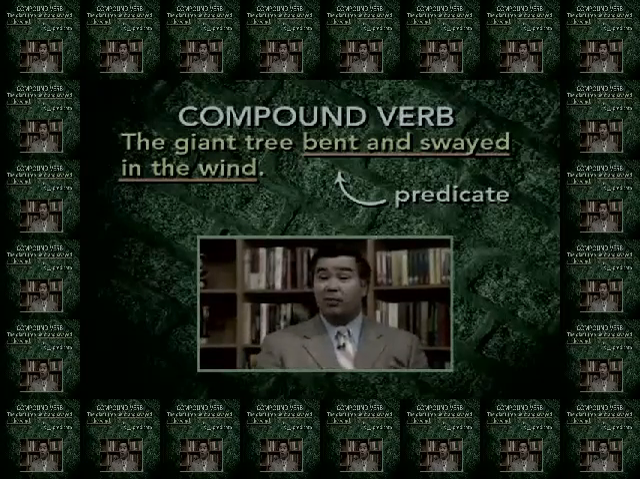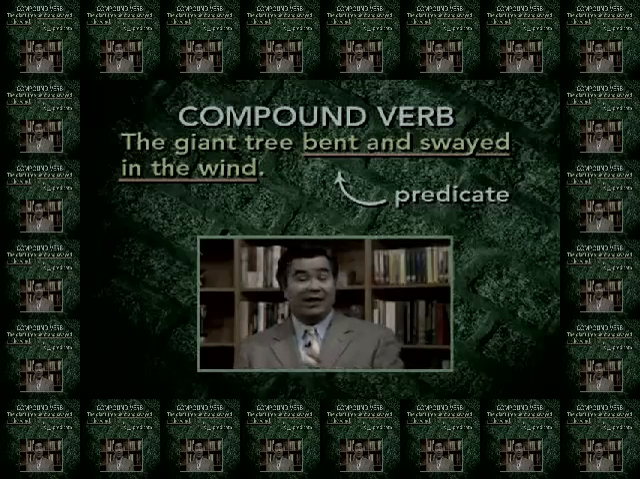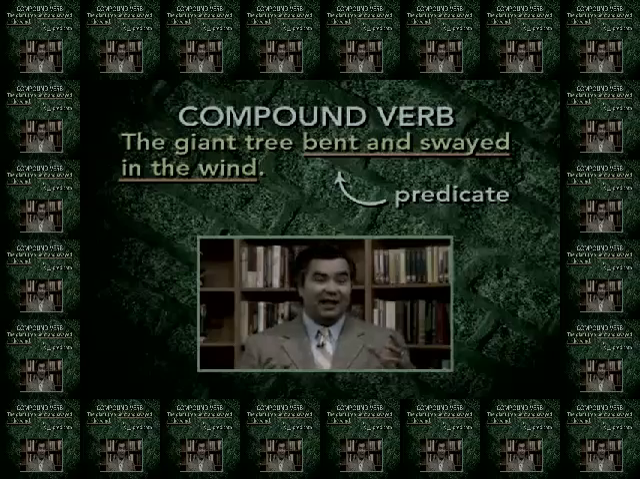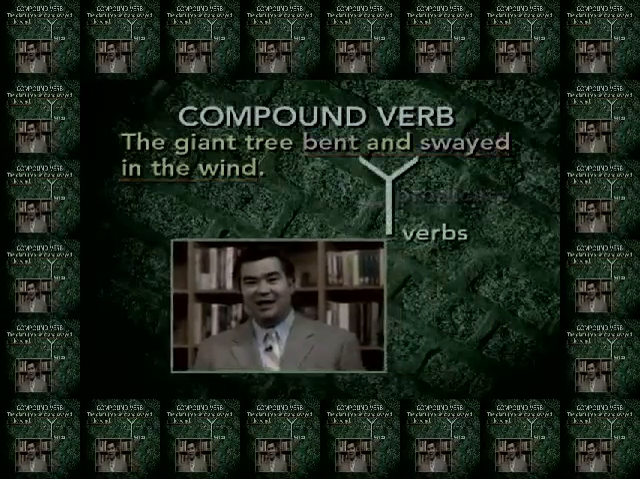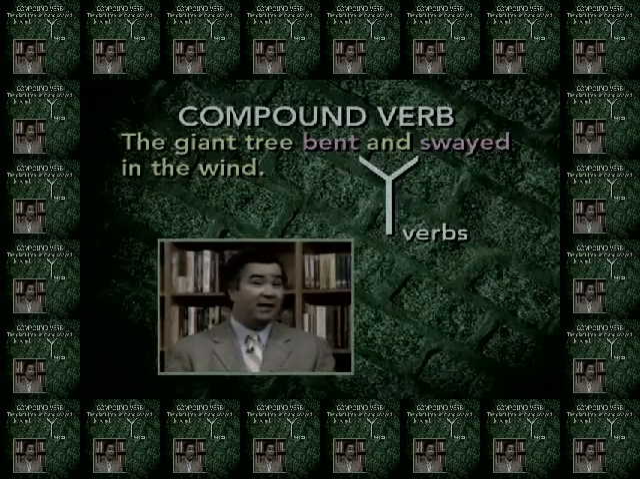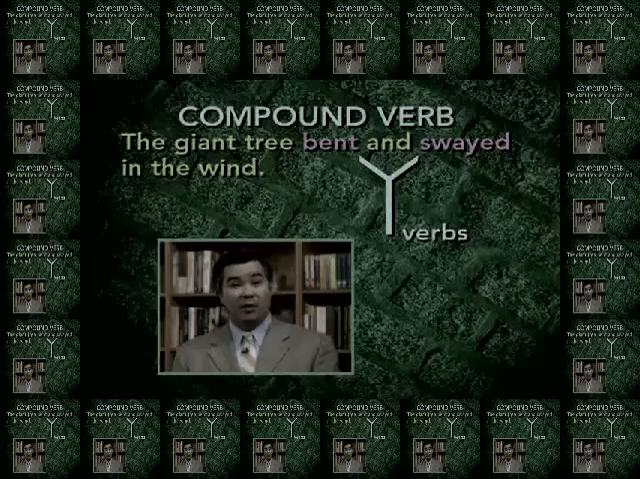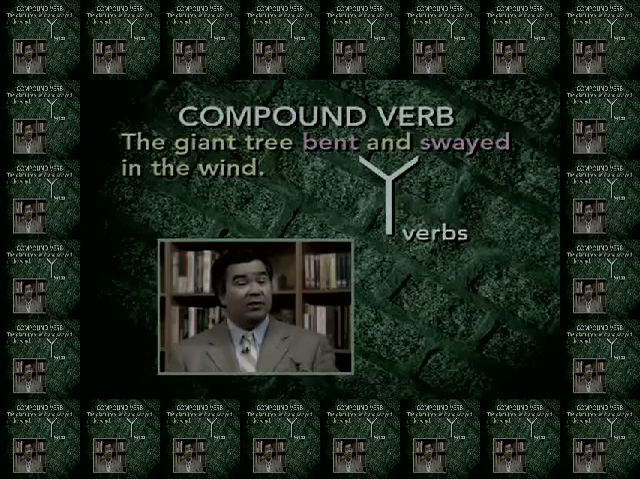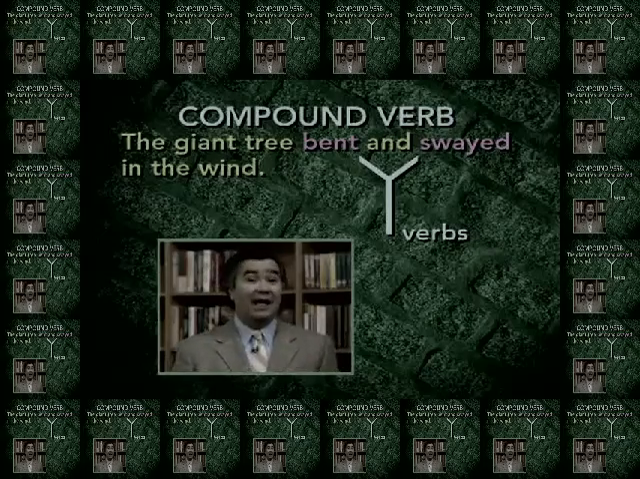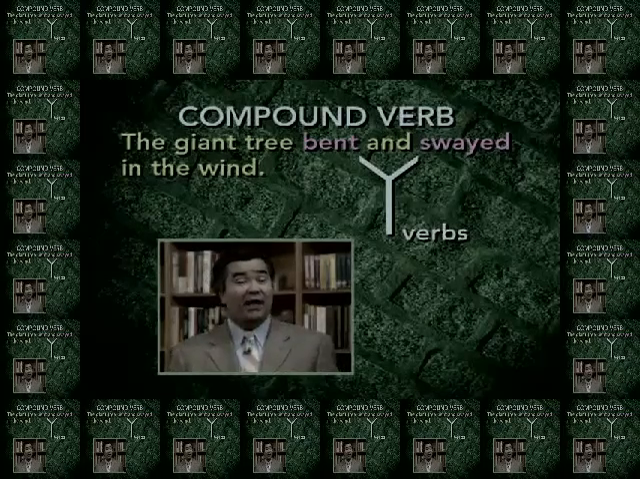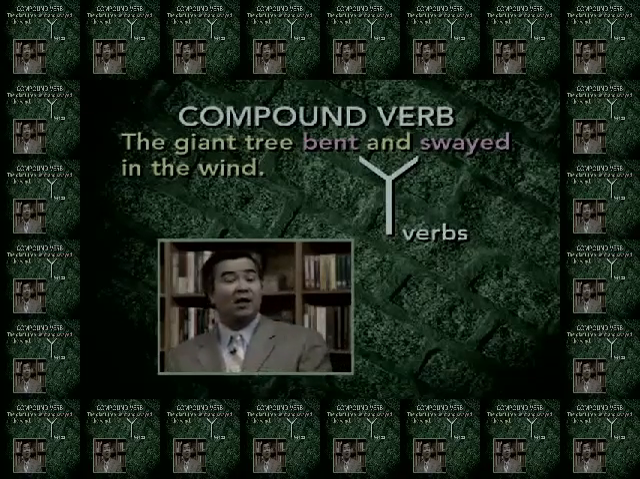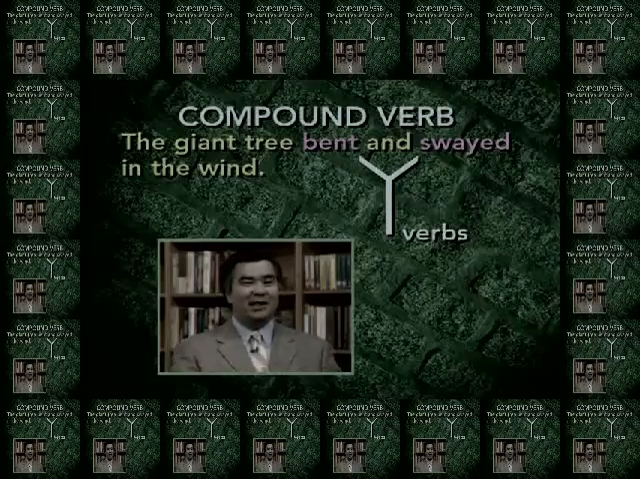Now, is there a most important word in the predicate? A word that tells you exactly what the tree did? Well, the fact is, there are two words that tell you two things that the tree did. It bent, but it also swayed. So those two words, bent and swayed, are both equally important. They're both verbs. They both describe actions that the tree took, and they're connected by the word and. So in this sentence, we have a compound verb. That is, two verbs joined by the word and, both of which describe what the subject is doing.